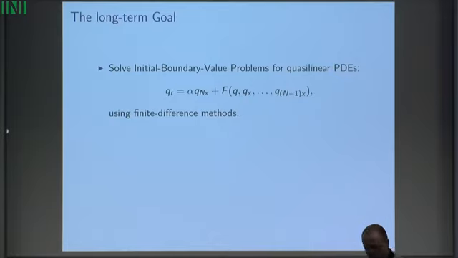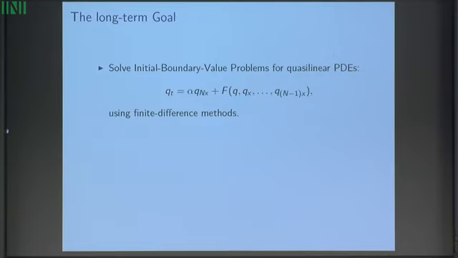Okay, so what is the long-term goal? And we're not close to this long-term goal. The long-term goal is to solve initial boundary value problems for quasi-linear PDEs. Actually this is a little bit more restricted than quasi-linear because I want this coefficient to be constant. But I'm looking at nonlinear PDEs of the form time derivative, and this could be a vector, so these could be systems.